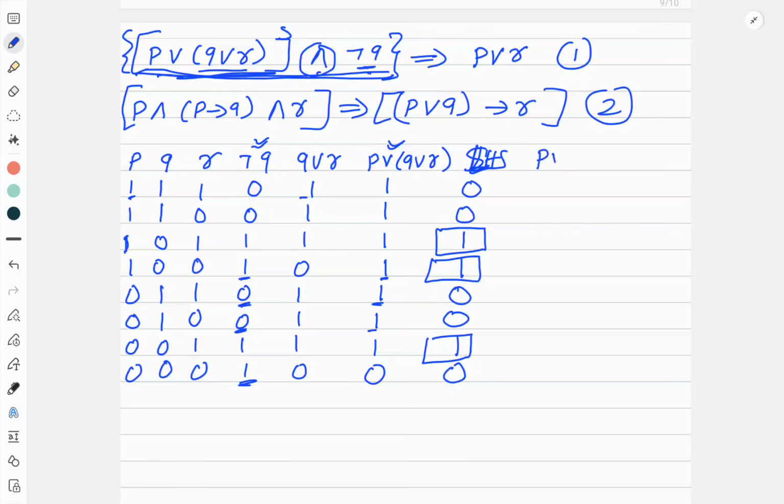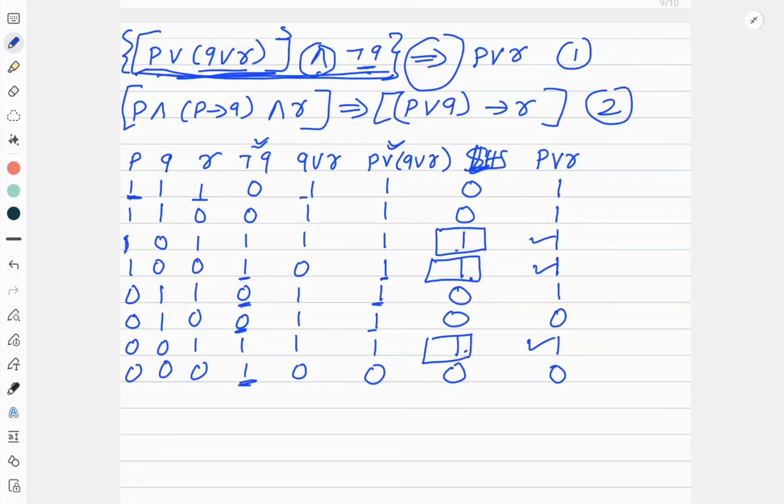So now I need to make P or R. P or R we have to construct. So I have 1, 1, 1, 1, then 1, 0, 1 and 0. Now wherever I have 1, do I have 1 here? Yes, I have 1. Yes, I have 1. Yes, I have. So it is logically equivalent. Oh, sorry. No, not logically equivalent. It is logically implies. Right?